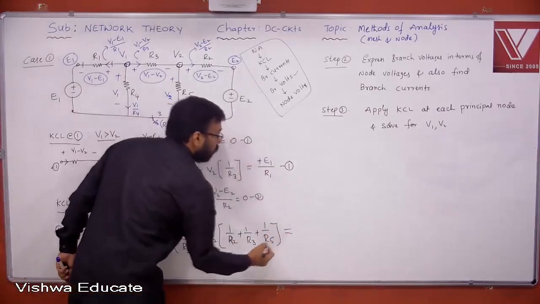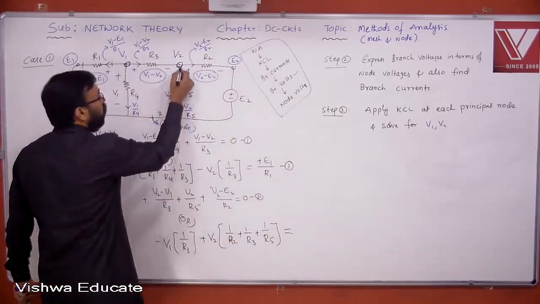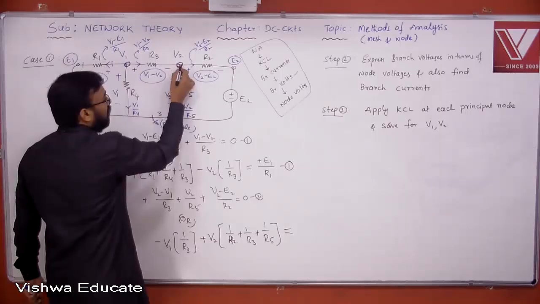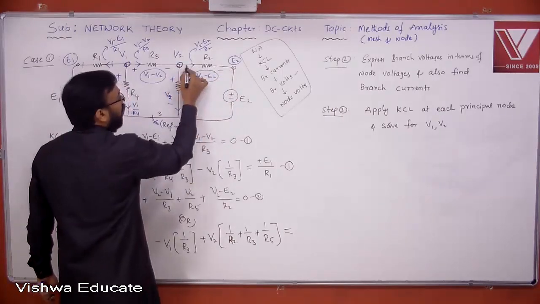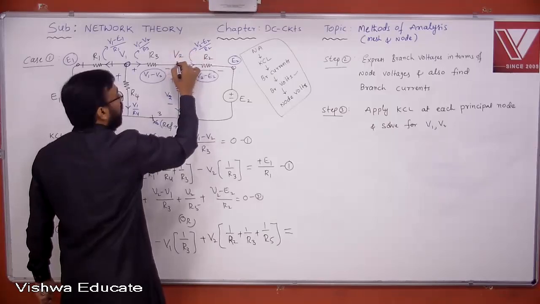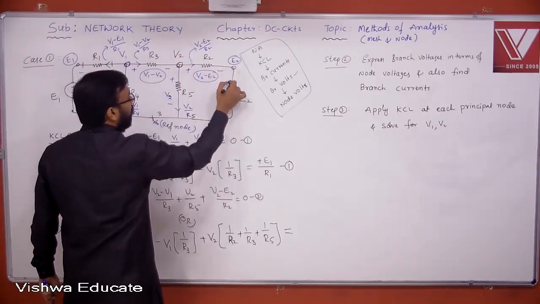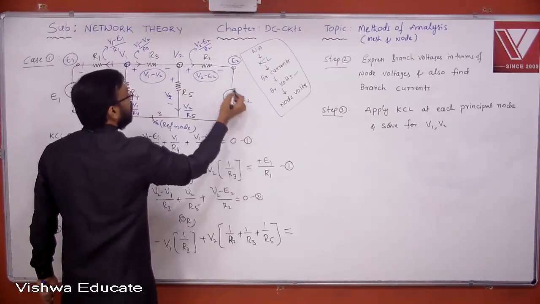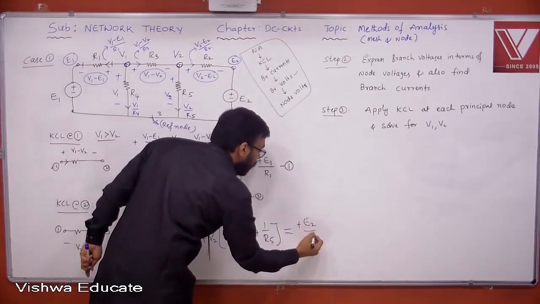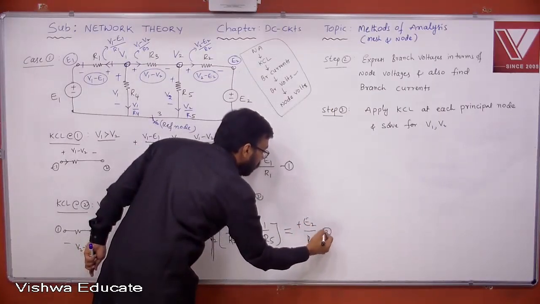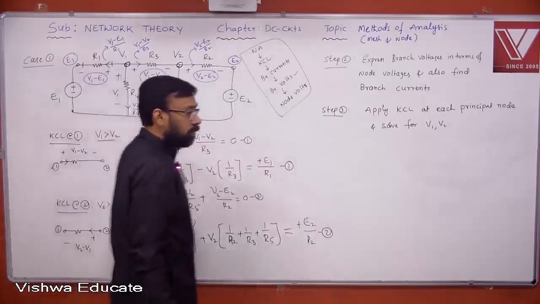Is equal to, are there any energy sources at this node? Any branch consisting of an energy source? Yes, this branch is consisting of one. So look at this. This is assumed to be at higher potential, leaving, touching positive sign first, plus E2 by its internal resistance. I told you already. Second equation. That's it.